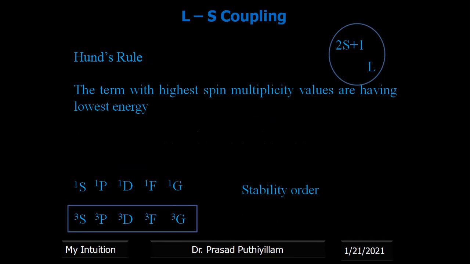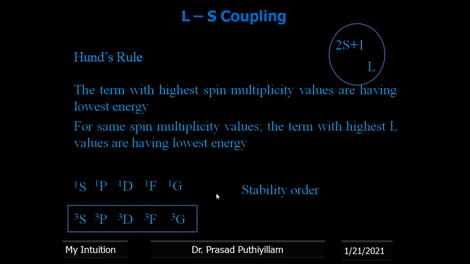Therefore, spin multiplicity 3 is there for all these triplet terms, so these terms will have higher preference, or higher stability, than singlet terms. Now, if these multiplicity values are the same, here all are 3 for G, F, D, P, and S, then which one will be the most stable one? Then we need to consider the L value, that is, orbit-orbit coupling. The term with the highest L value will have the lowest energy. Therefore, the highest value is for G. So we can say that triplet G is the most stable among these, having the lowest energy.